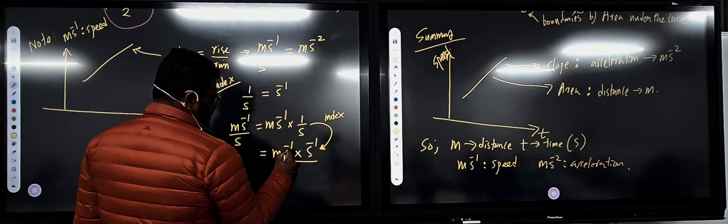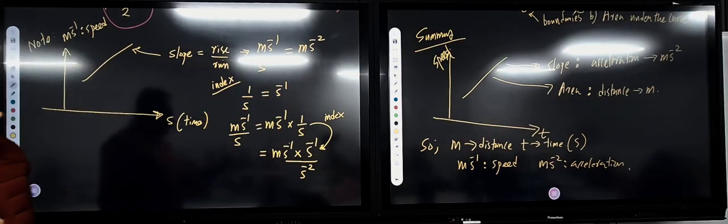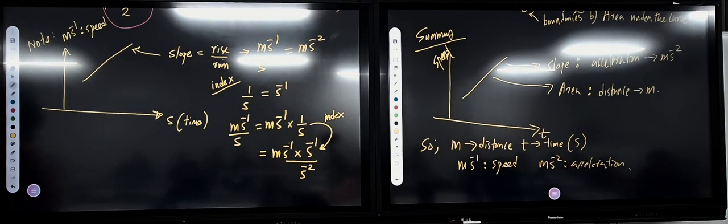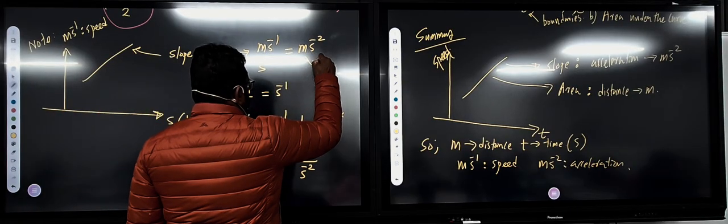So now what is this? S minus 1 is what? Again, index law. So it is ms minus 2. So ms minus 2 is acceleration.